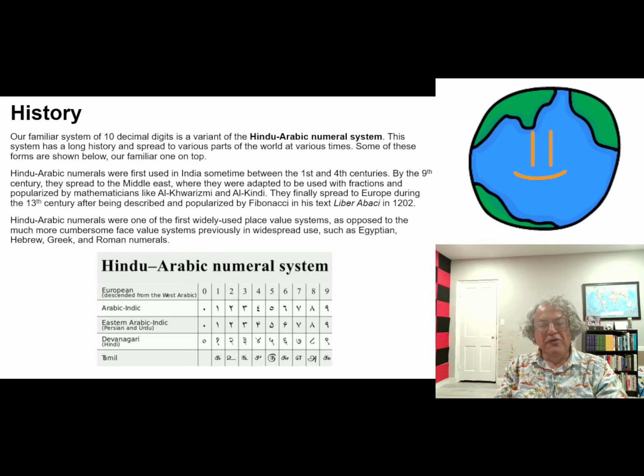Hindu-Arabic numerals were one of the few widely used place value systems, as opposed to the much more cumbersome face value systems previously in widespread use, such as Egyptian, Hebrew, Greek, and Roman numerals. So I think the great advantage that Hindu-Arabic numerals had in Europe once they were introduced was they were a place value system. I mean, the fact they were base 10 isn't really that important, I think. And maybe we like base 10 because we have 10 fingers. It's just easy to work with.